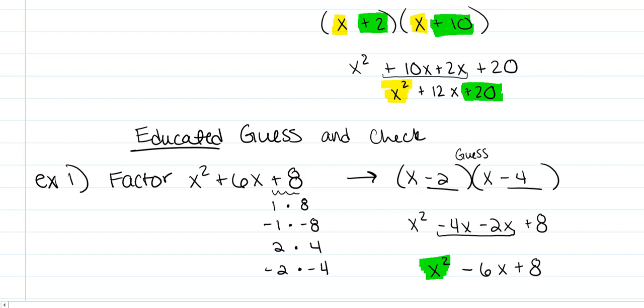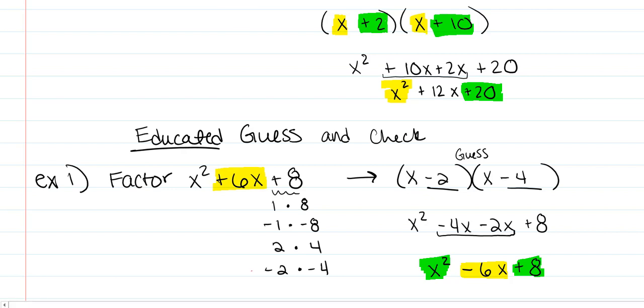What's going well is that I got x squared. That was successful. I also got positive 8. Also successful. The not so successful part is this minus 6x. Yes, it's 6, but it's not plus 6x.